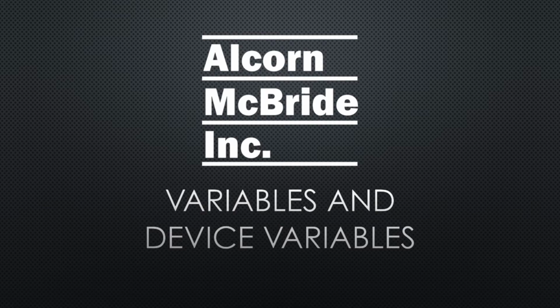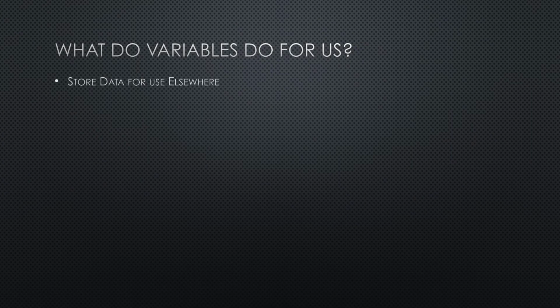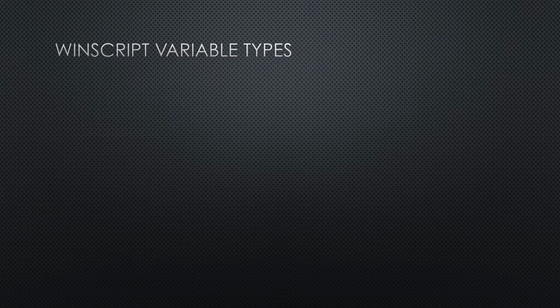In order to take our scripts to the next level, we often will need to store data for use either in another event, another sequence, or by another device. Like all other programming systems, WinScript and the controllers support variables, and there are two different types. Let's take a look at why that is.